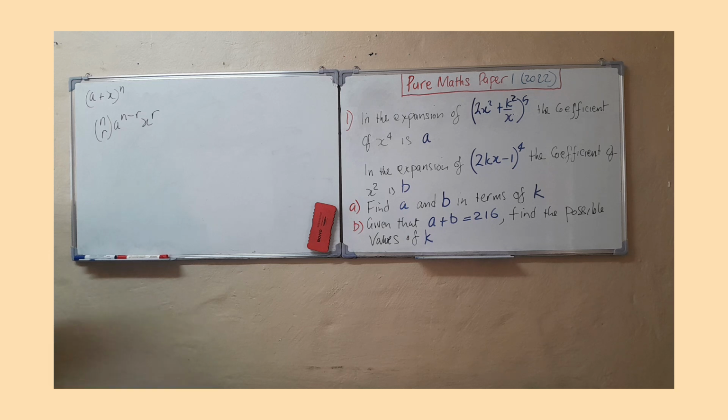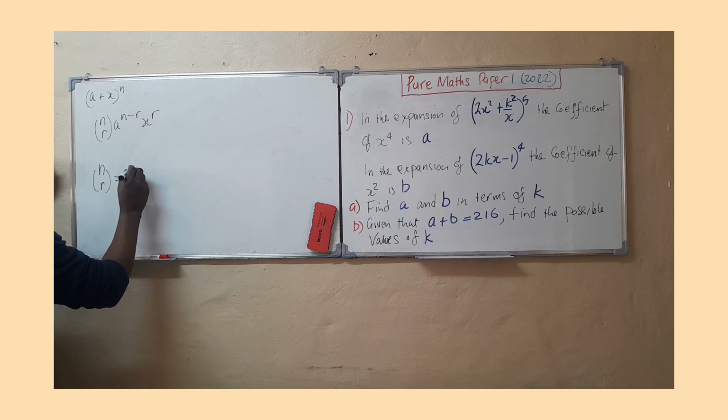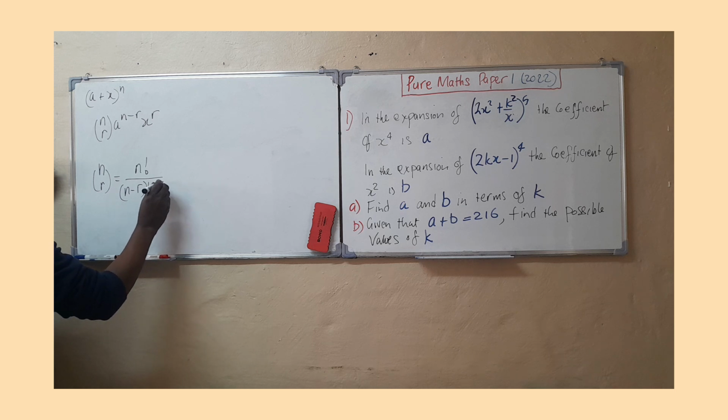Now, first of all, notice that the sum of the powers of both x and a, when we add them together, they sum to n. So n minus r plus r is equal to n. Secondly, what does n over r mean? It's not n divided by r. It is notation which stands for n choose r. It is defined as n factorial divided by (n minus r) factorial times r factorial.